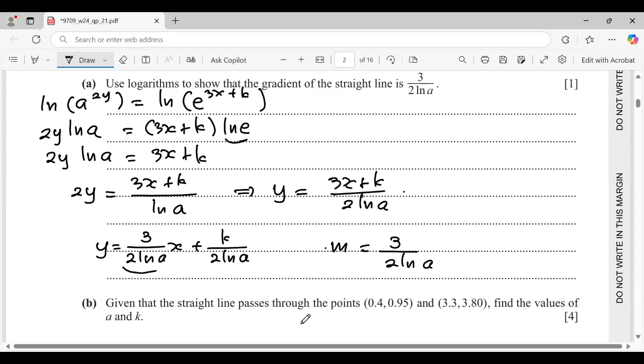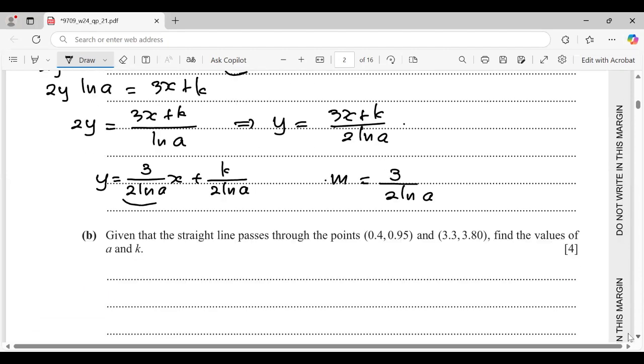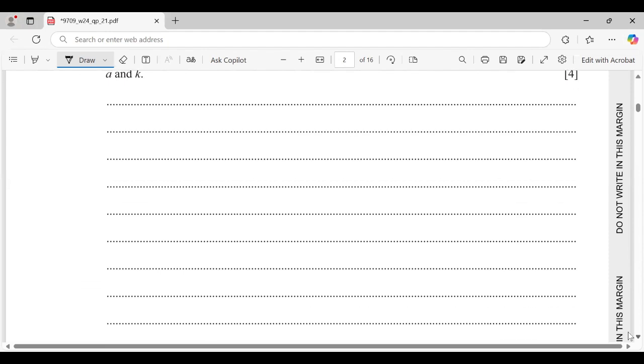Part b. Given that the straight line passes through the coordinate points (0.4, 0.95) and (3.3, 3.80), find the values of a and k. The line passes through these coordinate points, so we can determine the gradient: 3.80 minus 0.95 over 3.3 minus 0.4.